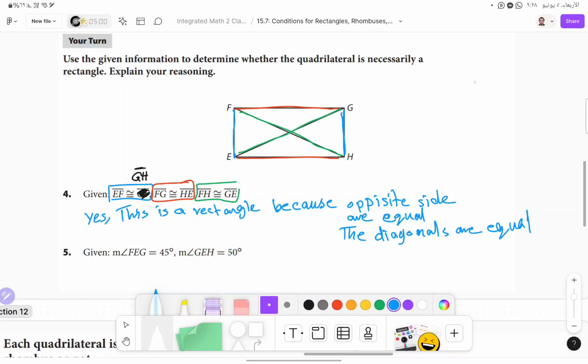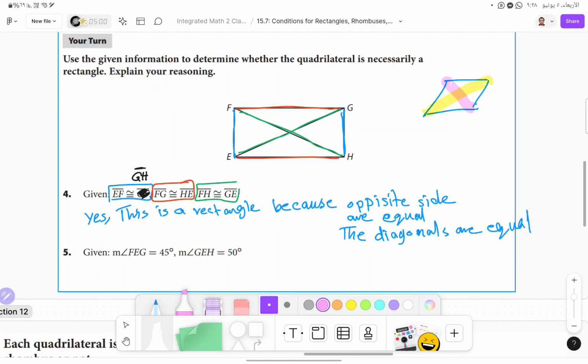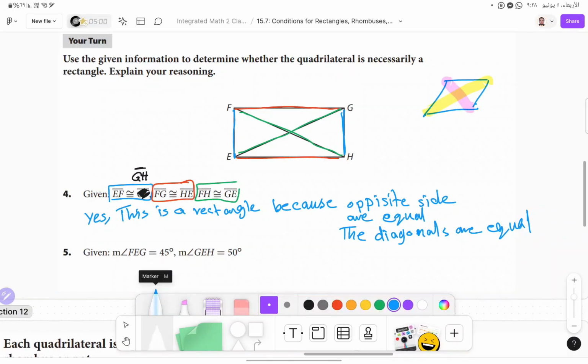In the rhombus, we know the diagonals, this one here is not congruent to this one here. The yellow one is greater. But in the rectangle, as you can see, this one here is equal to this one here. So this is what differentiates the rectangle from the rhombus.